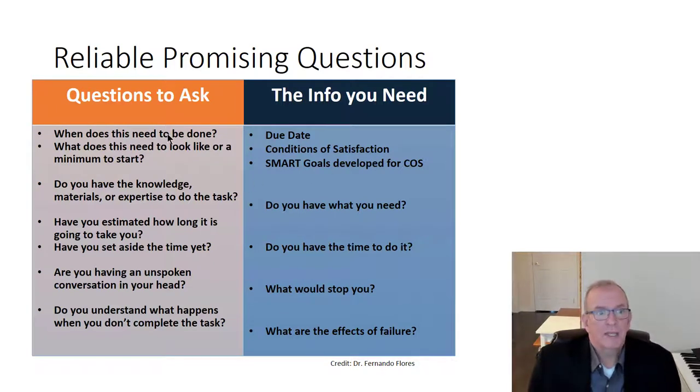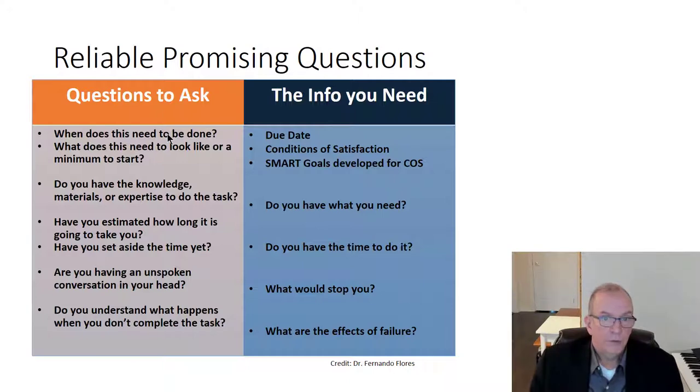And conditions that we need to think about with this are what questions to ask, the info you need. Again, this is based on the work of Dr. Fernando Flores. When does this need to be done? What does this need to look like? Do you have knowledge, materials? It's filling in the voids of that. And it's really giving you a process, which ties to things that we've been trying to discuss in this course about process and systems and goals that we're trying to commit to on a project: the time, cost, quality that we talked about, which are also described as constraints in the work.